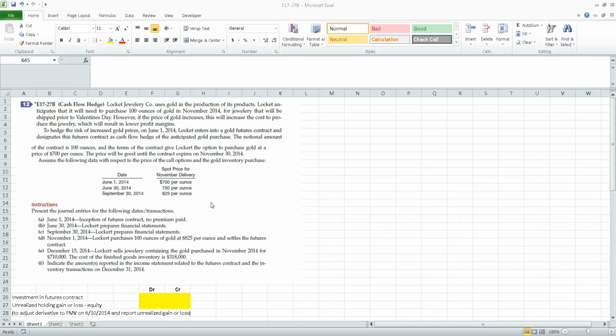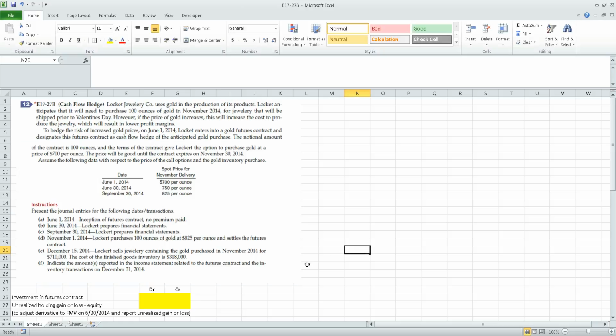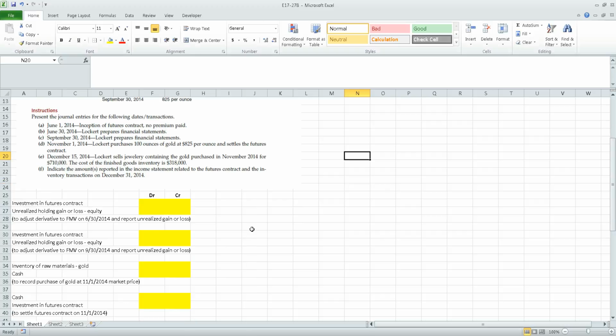So those are the basic facts. What we're asked to do here is to prepare journal entries at June 1st, June 30th, and September 30th. Then we're told that on November 1st, 2014, we actually go out, buy our gold, and settle the futures contract. From November 1st through December 15th, we manufacture the jewelry, and we actually sell the jewelry on December 15th, 2014. So those are all the basic facts. Let's start working our way through solving the problem.